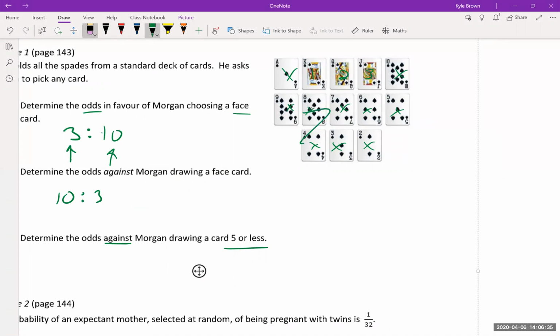Oh, my pen's not erasing. Weird. Anyway, kind of freezing here, guys. Sorry, it's still working. I think I can still draw, but I can't erase. Weird.